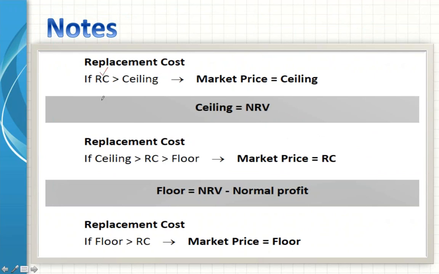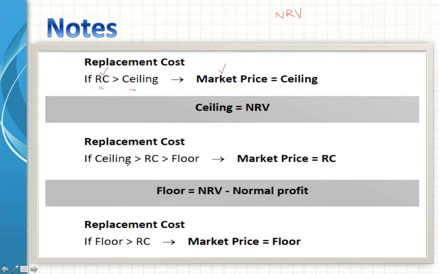If current replacement cost, RC means replacement cost, current replacement cost is greater than ceiling. Ceiling means NRV. Ceiling or NRV both are same. If current replacement cost is greater than ceiling, our fair market value will be ceiling. Ceiling is nothing but NRV.